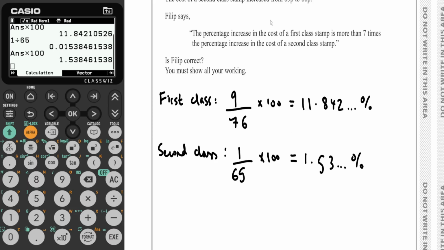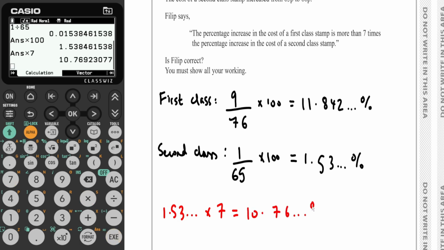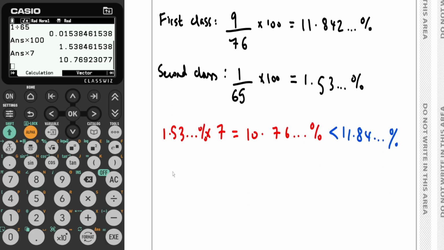Now, using his claim, if I do 1.53, etc. times by 7, we get 10.76, etc. %. Now, if I compare this amount with the 11.84, you can see that the 11.84 is greater, which means that Philip is correct.